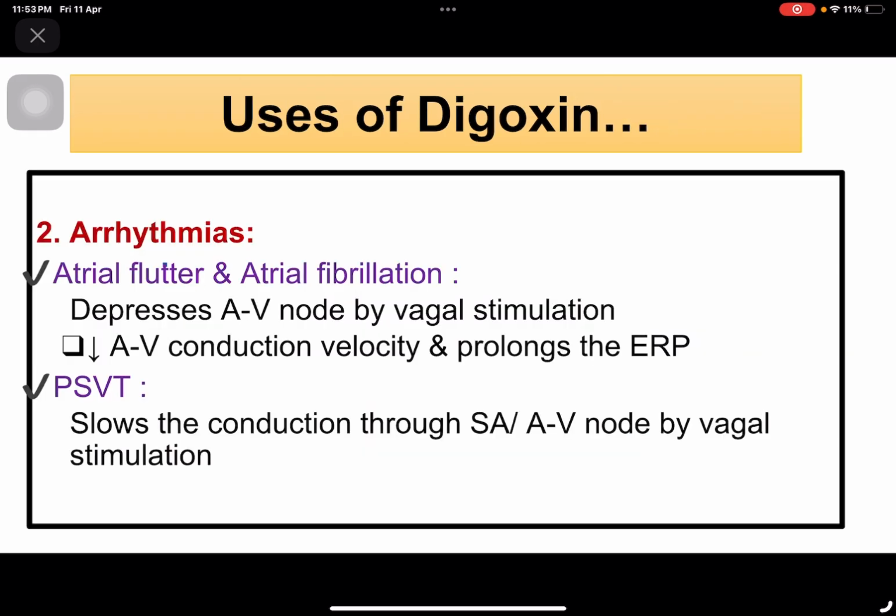Then the uses of digoxin in arrhythmias: we can use it in atrial flutter and atrial fibrillation, and it depresses the AV node by vagal stimulation, decreasing AV conduction velocity and prolonging the ERP, the effective refractory period. Then PSVT, that is paroxysmal supraventricular tachycardia: it slows the conduction through the AV node by vagal stimulation.